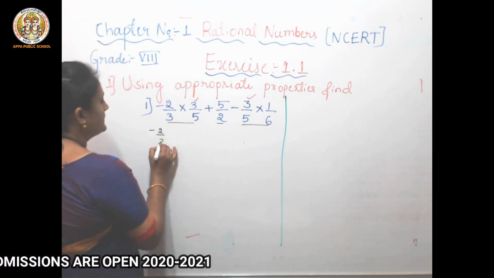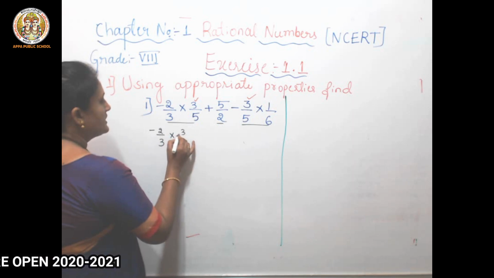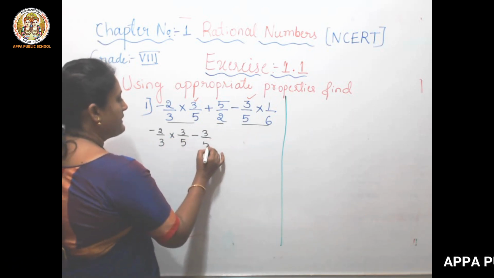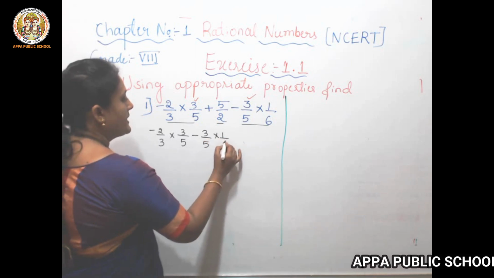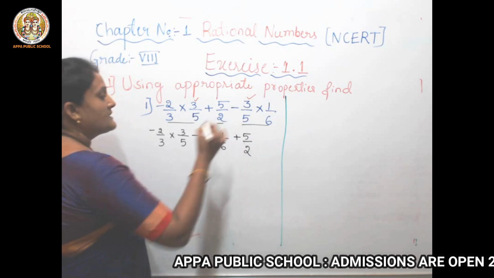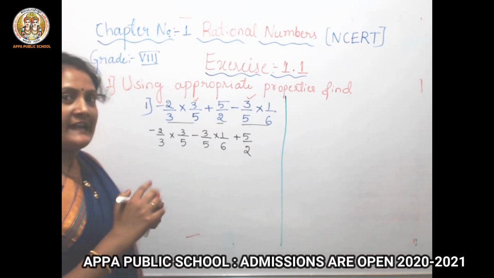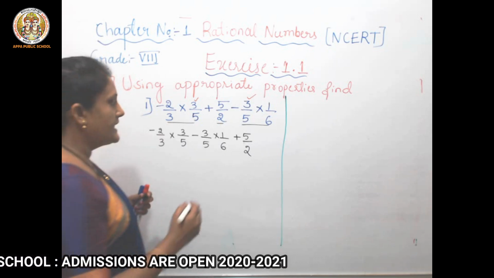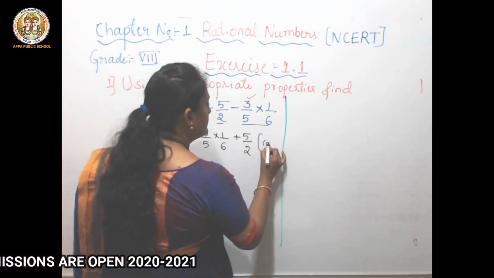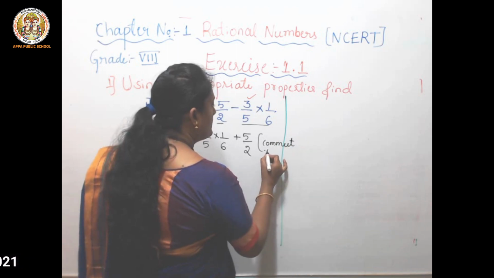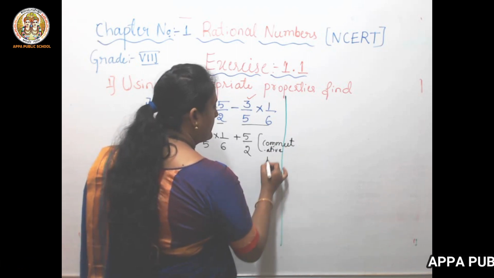So first let's arrange the terms. Minus 2 by 3 into 3 by 5. Next we will write this one: minus 3 by 5 into 1 by 6 plus 5 by 2. In the concept I said, however we arrange the terms, the answer should be the same. That is our commutative property. So write here the reason: commutative property. Okay.